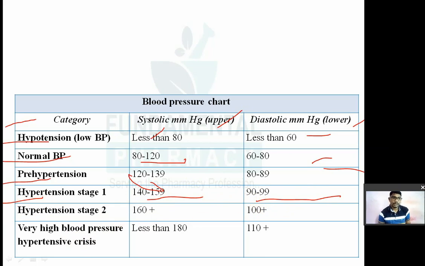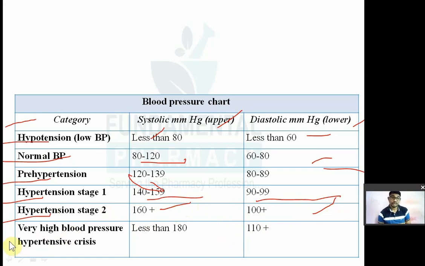Then what is meant by hypertension stage 2? If systolic blood pressure is 160 mm of Hg plus, more than 160 mm of Hg, and diastolic blood pressure is 100 mm of Hg plus, so if 160 plus and 100 plus systolic and diastolic blood pressure respectively, then that is hypertension stage 2.